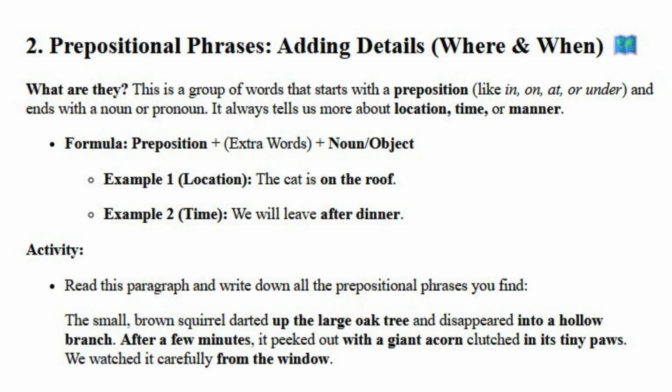4, with a giant acorn. This tells us how it peeked out. 5, in its tiny paws. This tells us where the acorn was clutched. 6, from the window. This tells us where we watched. So go ahead and see, did you find all 6? Did you count them all correct? Thumbs up for yes, thumbs down for no.